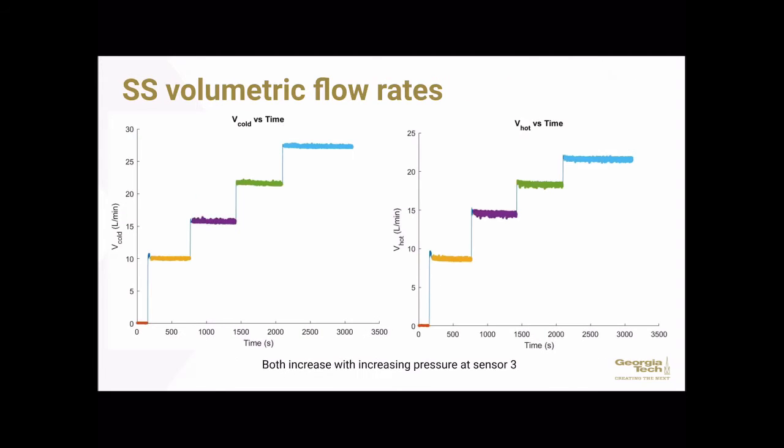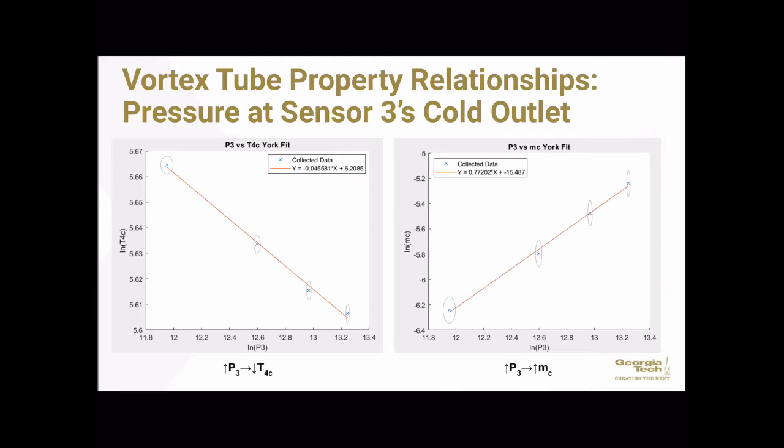This is the steady state for the volumetric flow rates. You can see that we had a lot of data to work with in order to calculate the steady state values, but you can see that both increase with increasing pressure at sensor 3. Now, moving forward with the data that we found in the steady state section, putting it through a log-log format change and then through a York analysis, we managed to get these plots which indicate general trends that as inlet pressure increases, the mass flow rate increases and the cold temperature decreases.